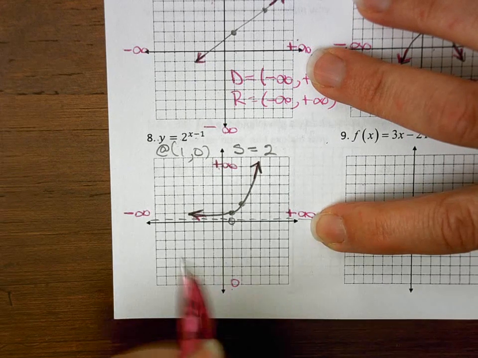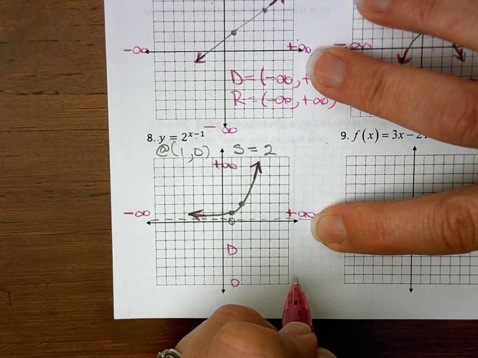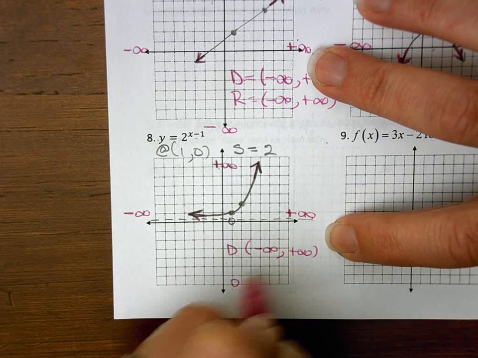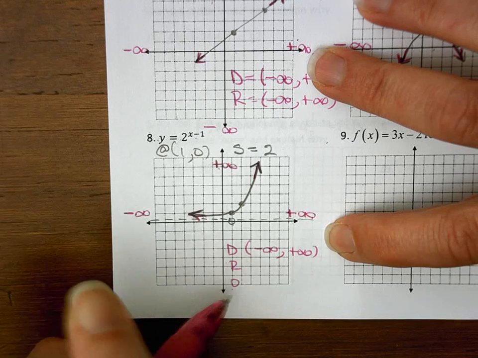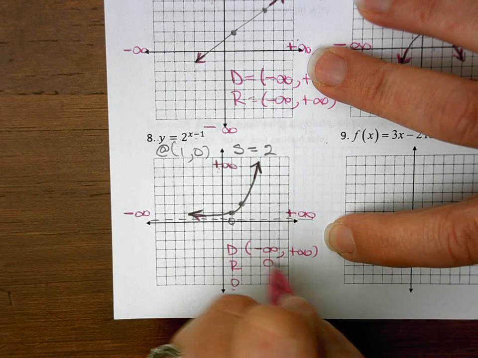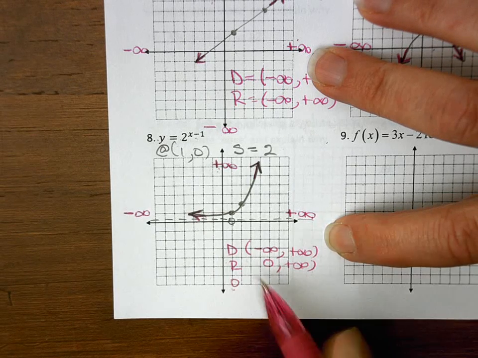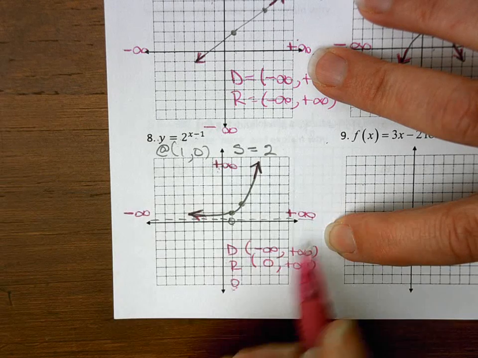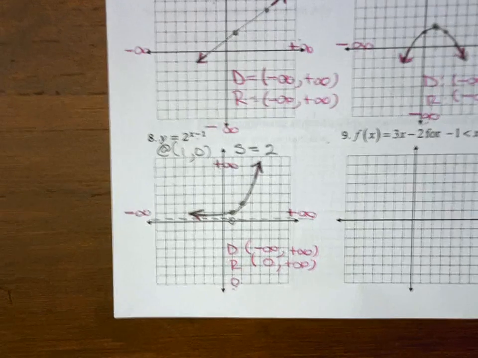And so my domain is left comma right. And then my range is bottom comma top. So this time the 0 is actually going to be a parentheses because the asymptote is not part of my graph, it's a boundary of my graph.